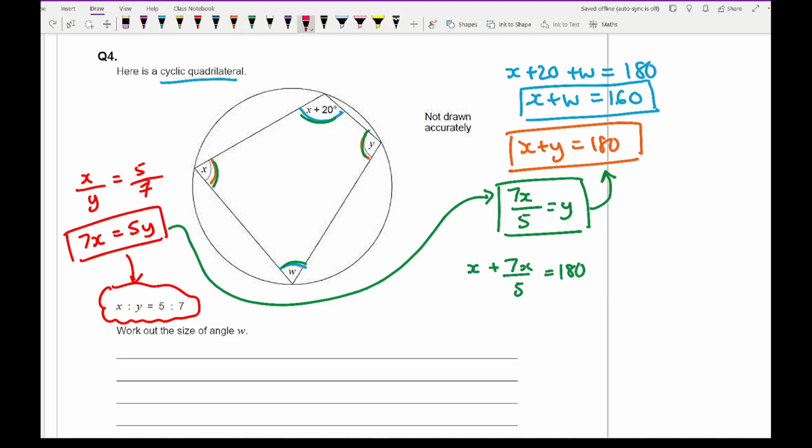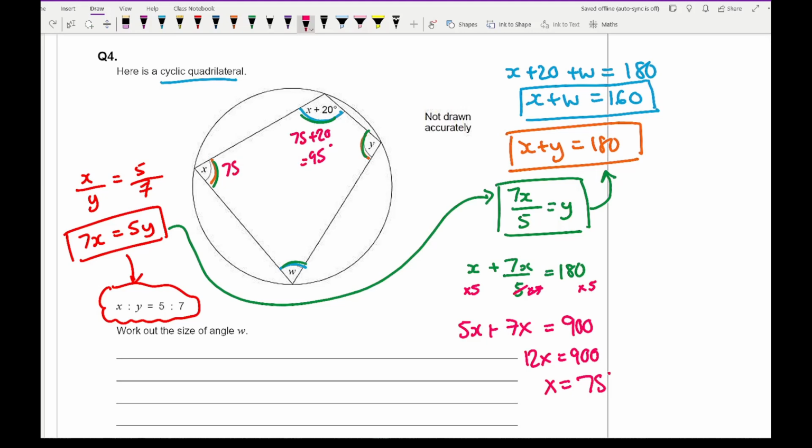Then from this, if I try to eliminate this 5 and multiply everything by 5, this 5 cancels with that one and I end up with 5x plus 7x, because obviously the 5's cancel, and 180 times 5 gives me an answer of 900. So neatening this up, what do I get? Well, I get 12x equals 900. So x is going to equal 900 divided by 12, which gives me an answer of 75 degrees. So this angle here is 75. This angle here is going to be 75 plus 20, which is 95 degrees.